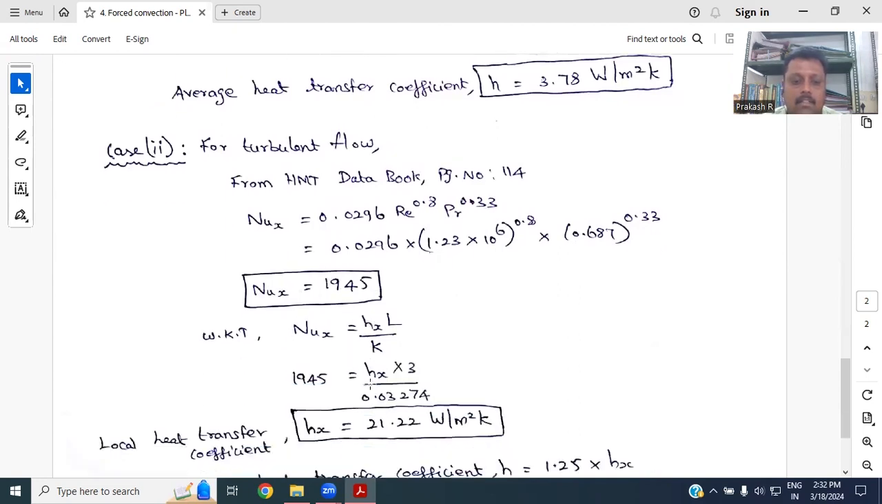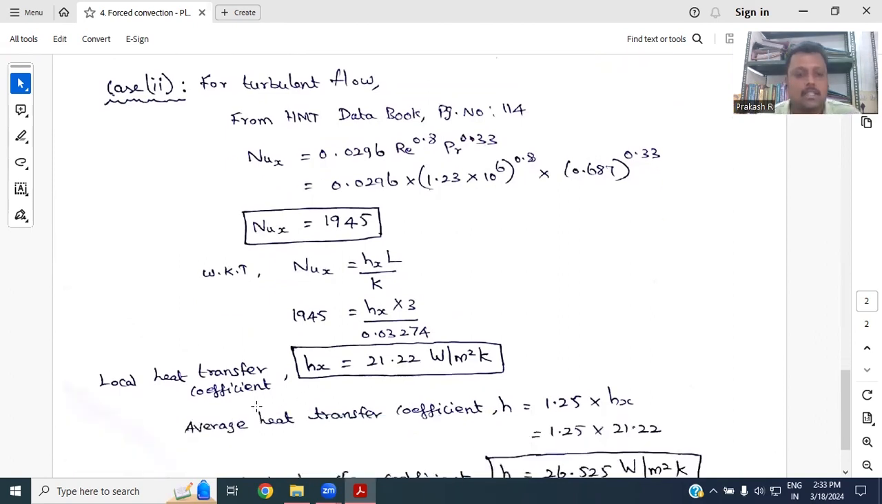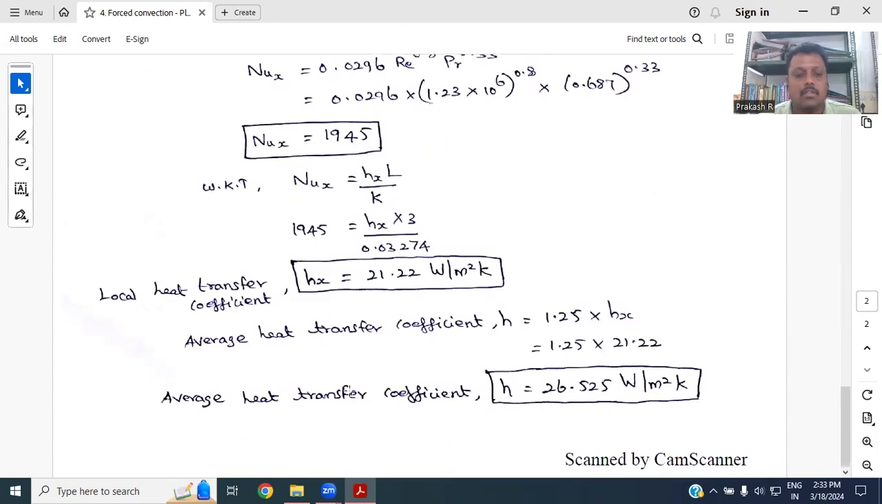This is the general equation. Nusselt number general equation is Nu = hx L by K. By substituting this new Nusselt number value, we can find the new hx value is 21.22 watt per meter square Kelvin. This is the local heat transfer coefficient. For an average heat transfer coefficient, h is equal to 1.25 into hx.